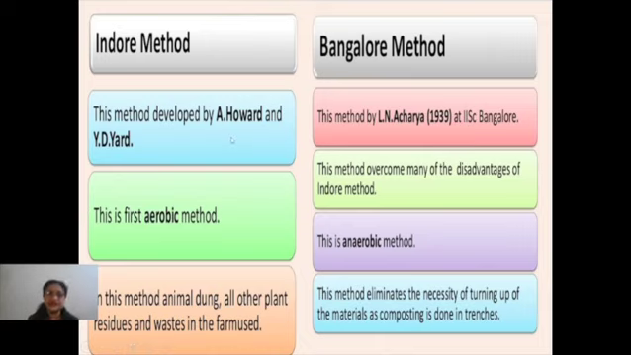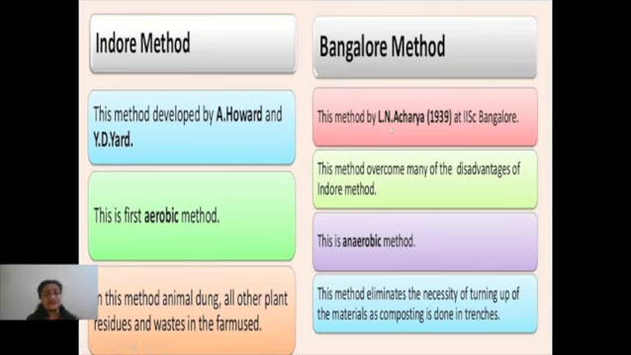The Indore method was developed in the beginning by A. Howard and Y.D. Wad. These were the scientists who first discovered this method and introduced it, and it then became a common practice amongst the people. This is an aerobic method of making compost. In this method, animal dung, plant residues and other wastes are taken together and dumped in a pit.